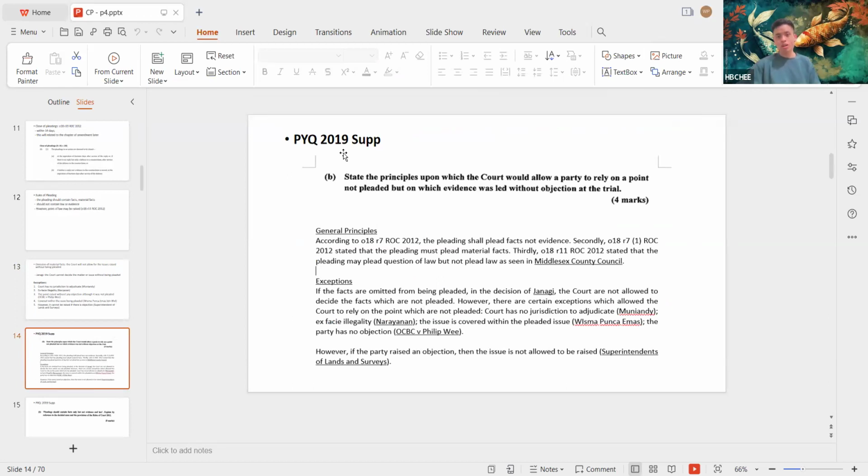This happened in the 2019 supplementary paper. The question is asking you: how could the court allow a party to rely on a point not pleaded, but on which the evidence was met without objection at the trial?